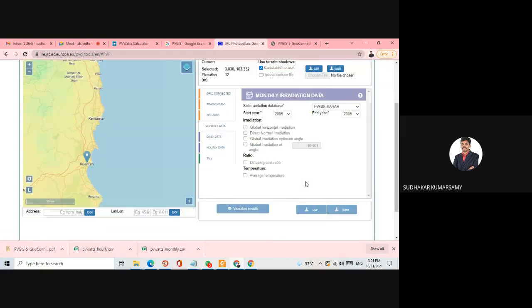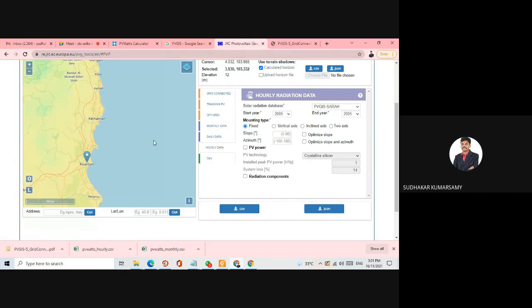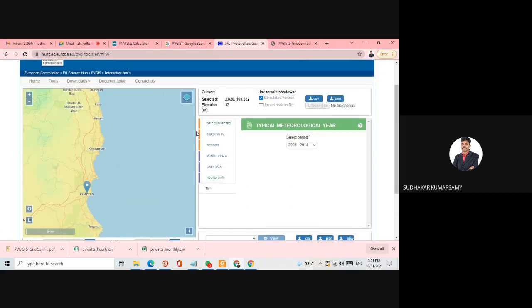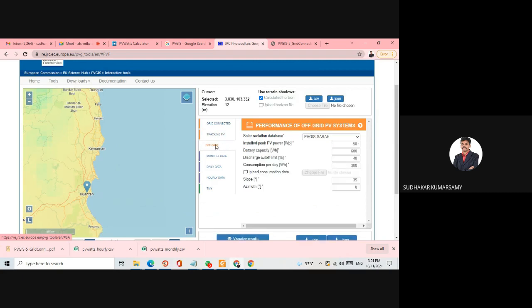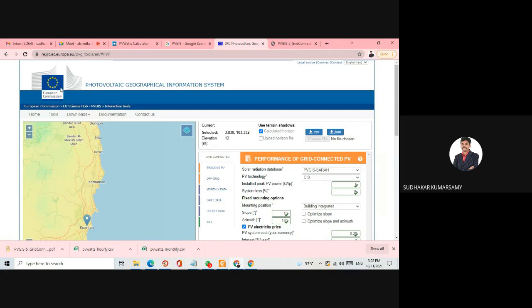And solar radiation database, either you can take from the software or you can actually take it by the Google Earth. So it takes automatically the solar radiation data from satellite. Or in case you have the data, you can actually upload also. It depends on that. So this software can do both the grid connected system as well as off-grid system. Off-grid system is battery. Grid connected system is grid interactive without the battery. So this is the advantage of this software, which is PV GIS.